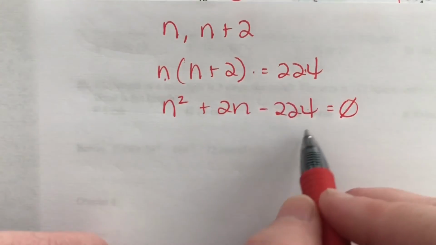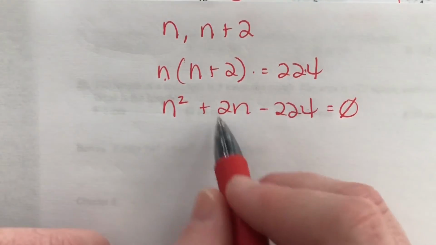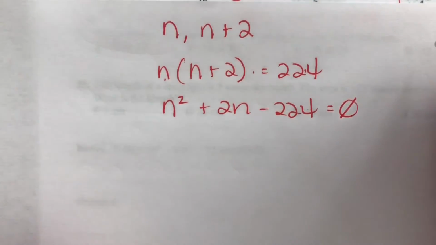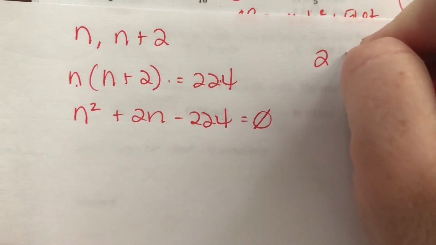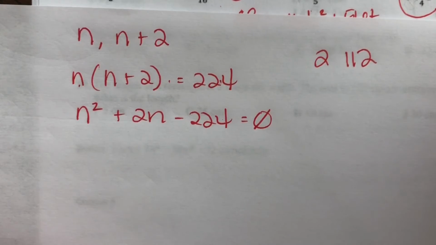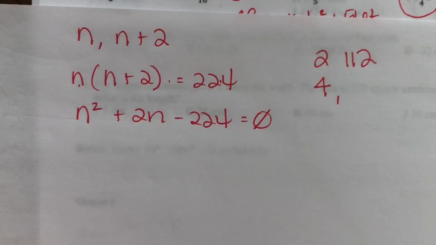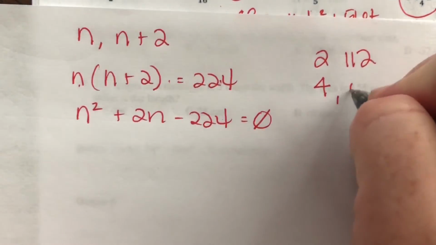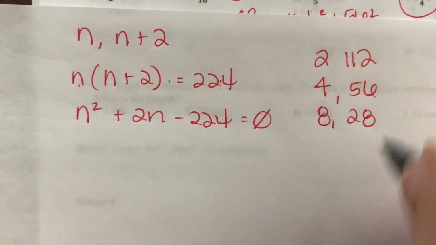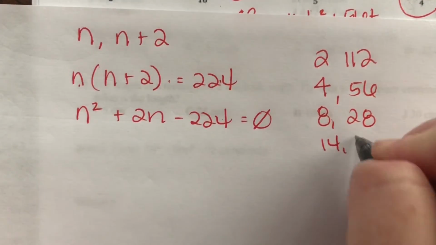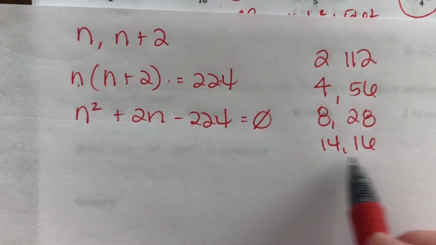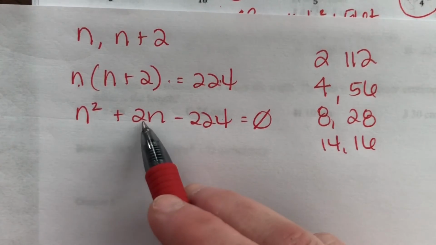So what are all the factors of negative 224 that add up to positive 2? What are factors of 224? Goodness. 2 and 112. That's going to be way too big. Okay, 4 and 56. We've also got 8 and 28. And we've got 14 and 16. And I'm sure there's a lot more, but this is good enough. So I know the difference between 14 and 16 is 2. So that's probably what I'm going to use.